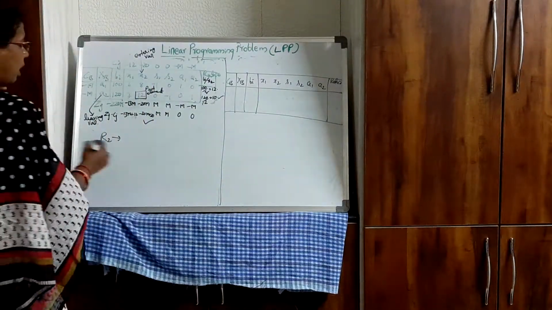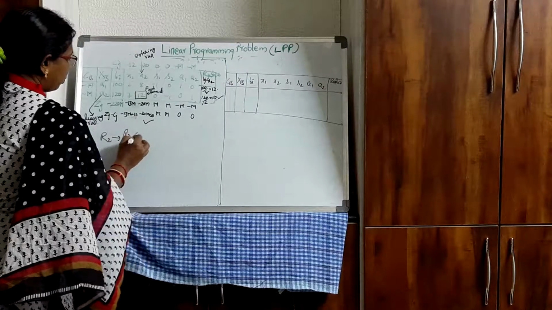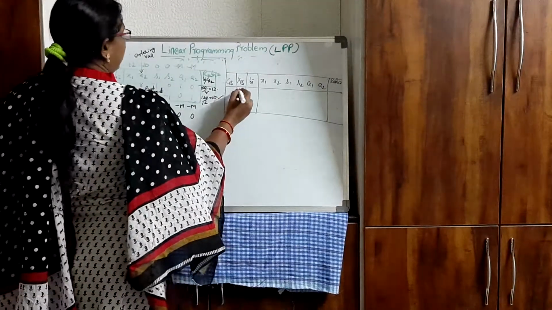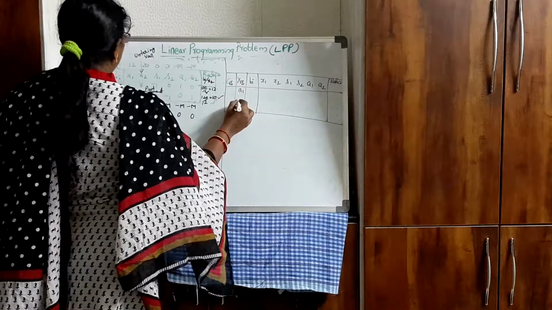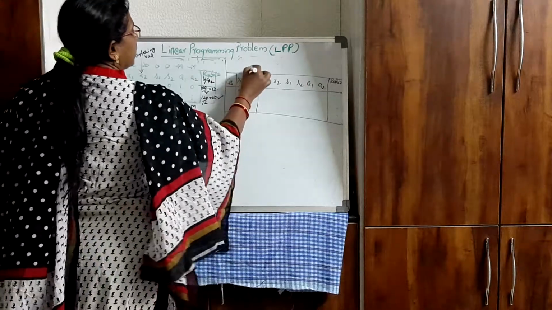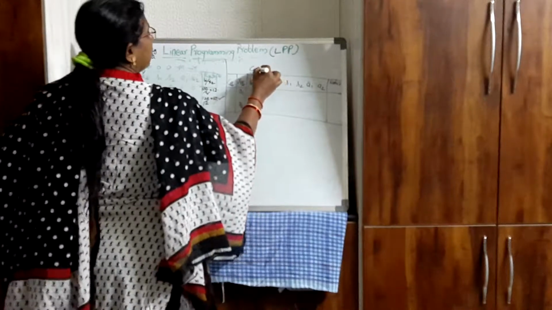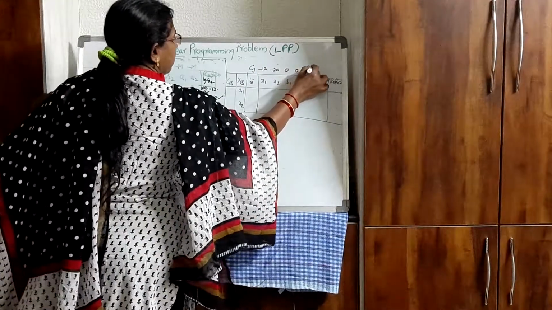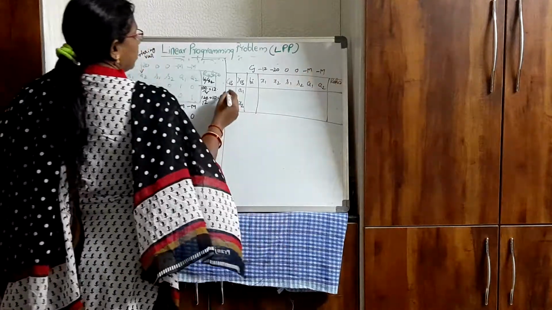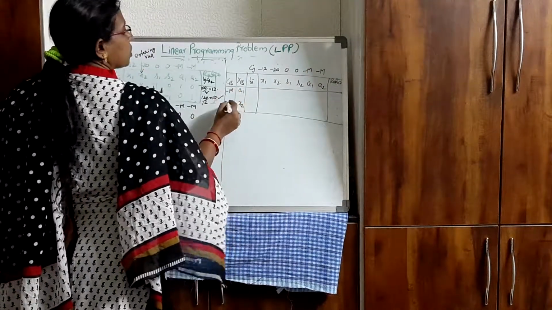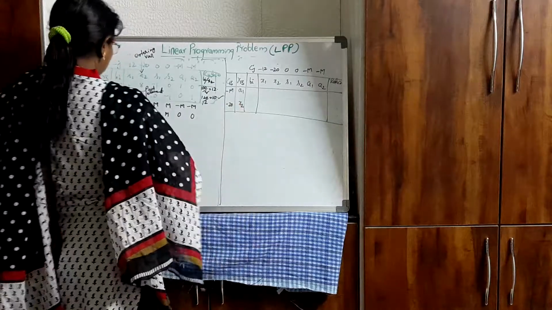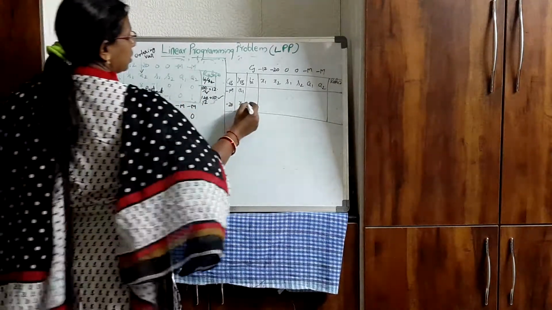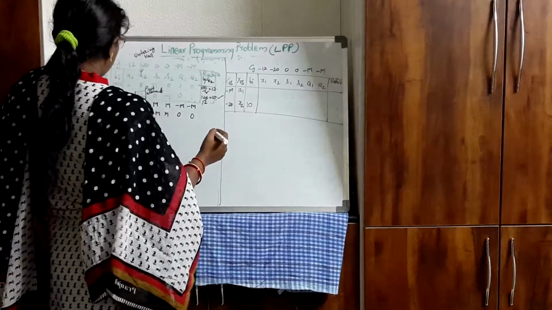So what I will do? R2 will be R2 by 12. So what I will get here? Now what are these basic variables? A1 and x2. Here CJs are minus 12, minus 20, 0, 0, minus M and minus M. So here minus M, x2 cost is minus 20. So R2 is R2 by 12. So 120 by 12 is 10. 7 by 12.